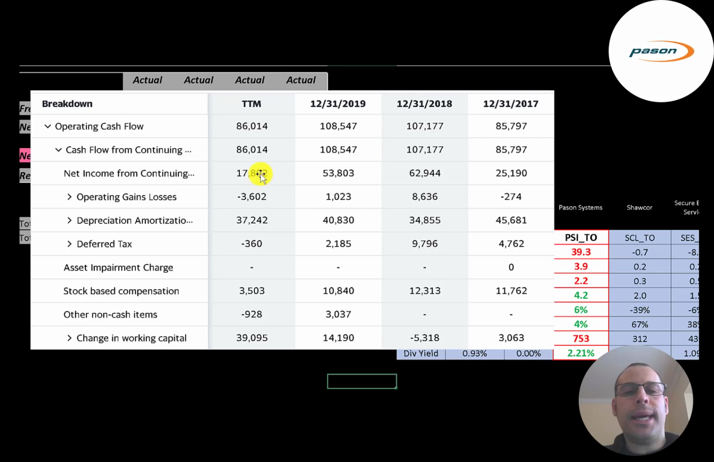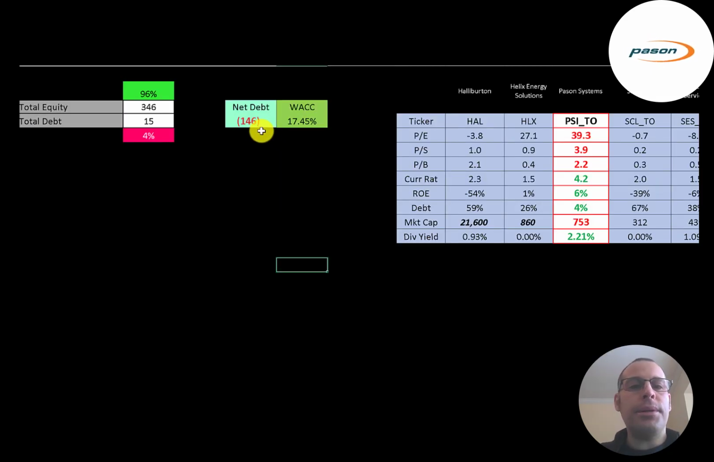Net income is accounting profit and loss. It's not actual cash. You need to look at the statement of cash flows to see how much cash they generated. Let's look at the capital structure. $346 million of equity, $15 million of debt. They're 96% equity, 4% debt. And their WACC is pretty high, 17.5%. And that's the discount rate we're going to apply to the future cash flows.